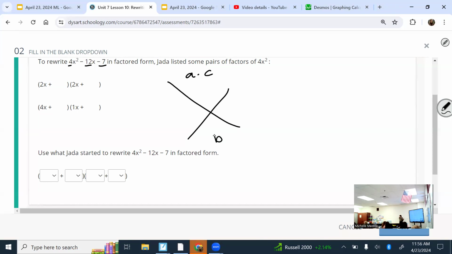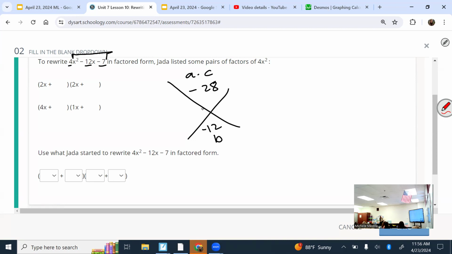So A times C on top. What's going to be my A times C? Negative 28. Some people call this the slide and divide method, where you slide it over and multiply it by that. 4 times negative 7. What's my b value? Negative 12. And I need two numbers that multiply to the top and add to the bottom.